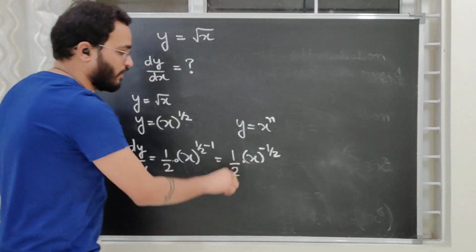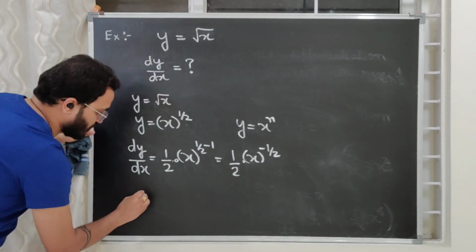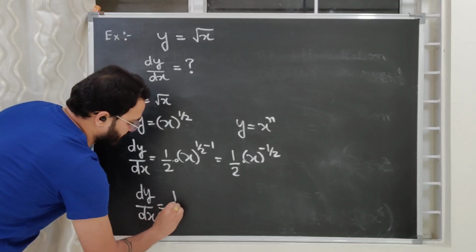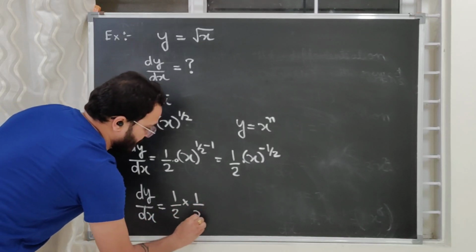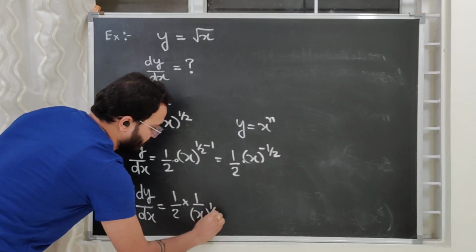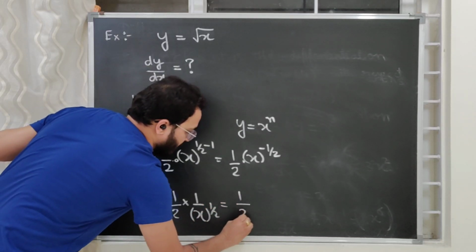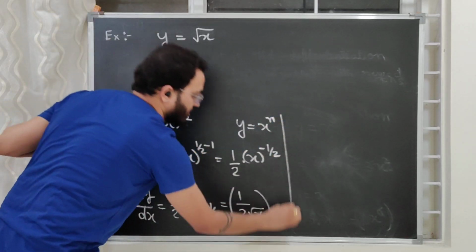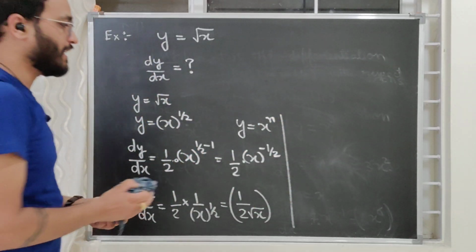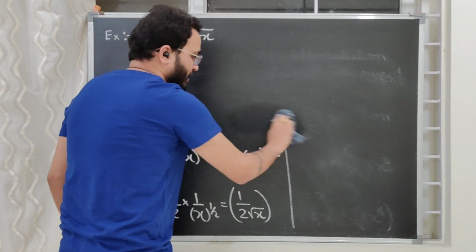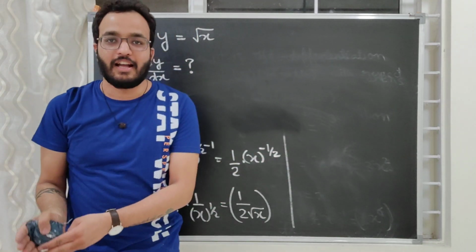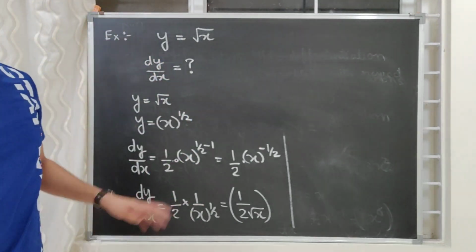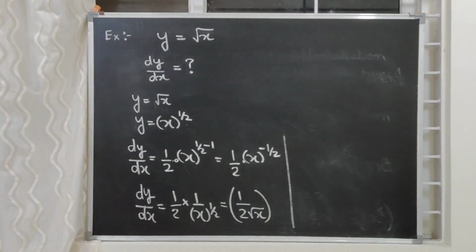Do you understand? Now what is x to the power minus half? You will say, sir, dy by dx will become 1 by 2 into 1 by x to the power half, which means 1 by 2 root x. Do you understand? You will say, yes sir. And in case you don't understand, you can just rewind it, study it again and then come back to the same point. I hope this is clear.